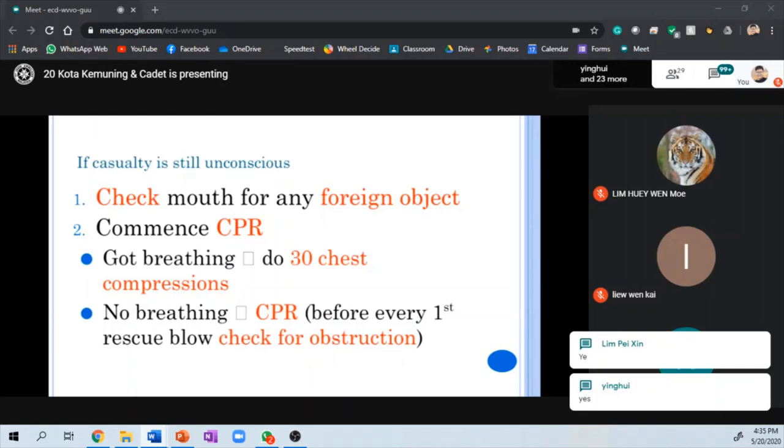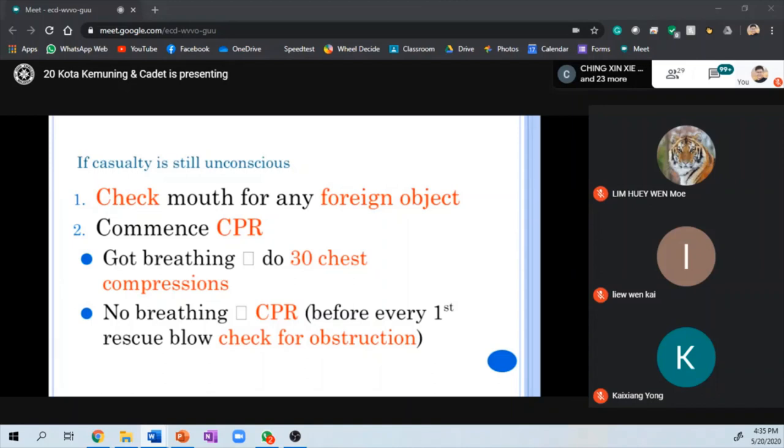Okay, good. After the casualty lies down, you need to check the mouth. See the fishbowl. Where is the fishbowl? You can try to remove the fishbowl by using your pinky finger, like scooping it out. If you cannot, you can use your pinky finger and your thumb together.